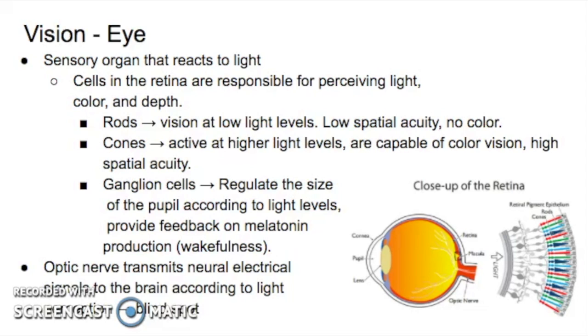It's time to talk about the eye. The eye is a sensory organ that reacts to light. It has cells in the retina that are responsible for perceiving it, and its color and depth in the environment.